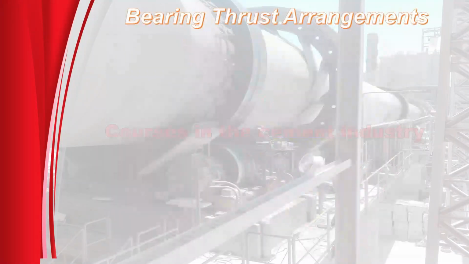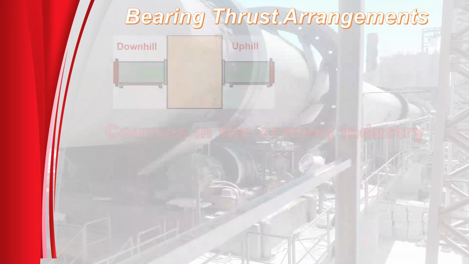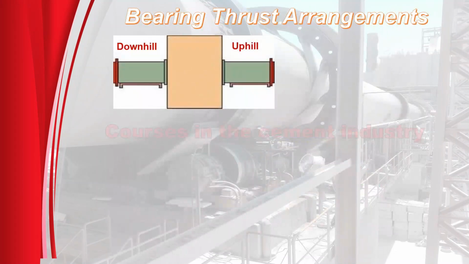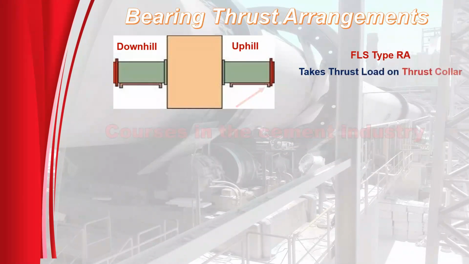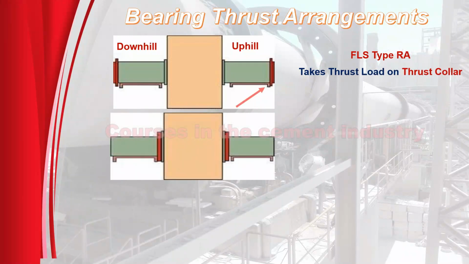Bearing thrust arrangements. As shown in this figure, supporting rollers, FLS type RA, take thrust load on the thrust collar. As shown in this figure, supporting rollers, FLS type RB, take thrust load on the thrust ring.